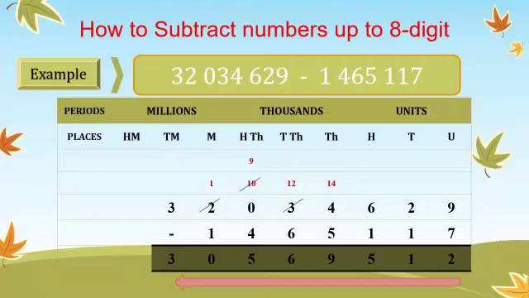Students, notice that at thousands place, you cannot subtract 5 from 4. So keep in mind that in such cases, you have to borrow 1 from the next place value to make it 14. Then ignore the number 4 and subtract 5 from 14 to get the answer.